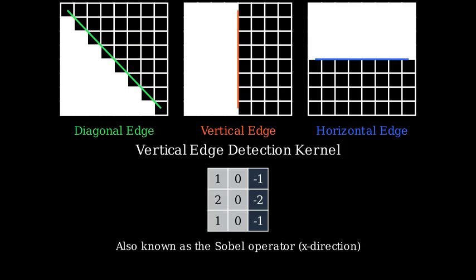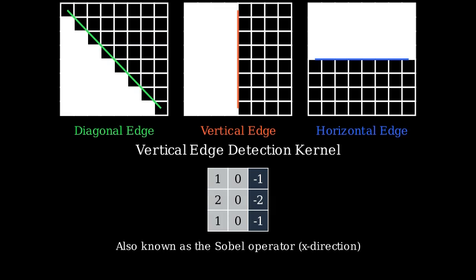Let's visualize how convolution works for edge detection. Imagine we have this simple image with a clear vertical edge. We slide our vertical edge detection kernel over the image, positioning it at different locations. At each position, we perform element-wise multiplication between kernel values and the corresponding pixel values, then sum up all the results. When our kernel is positioned across an area with no edge, the positive and negative values tend to cancel out, resulting in an output close to 0.